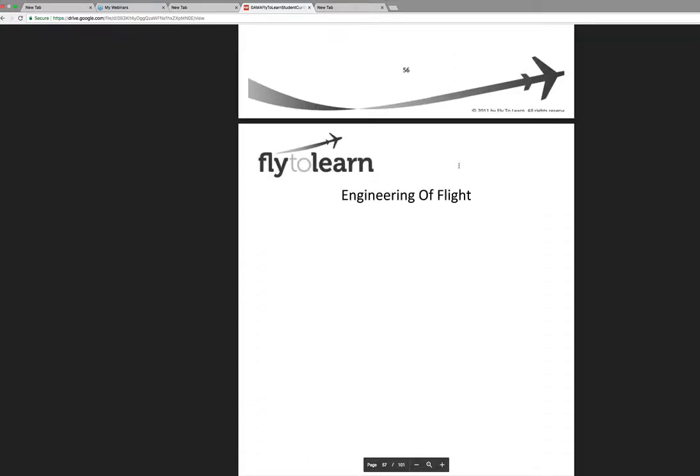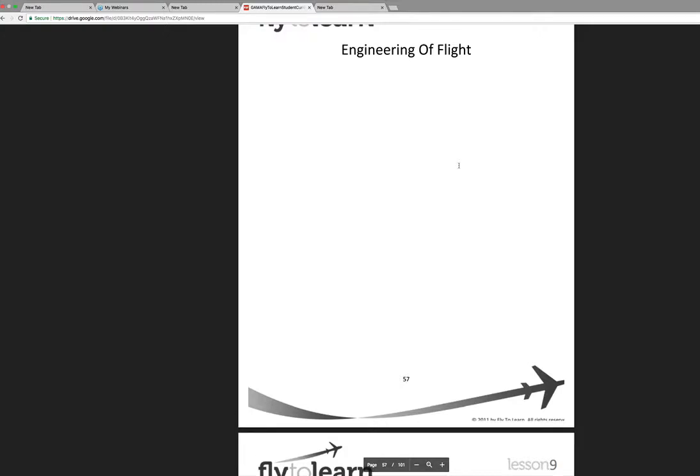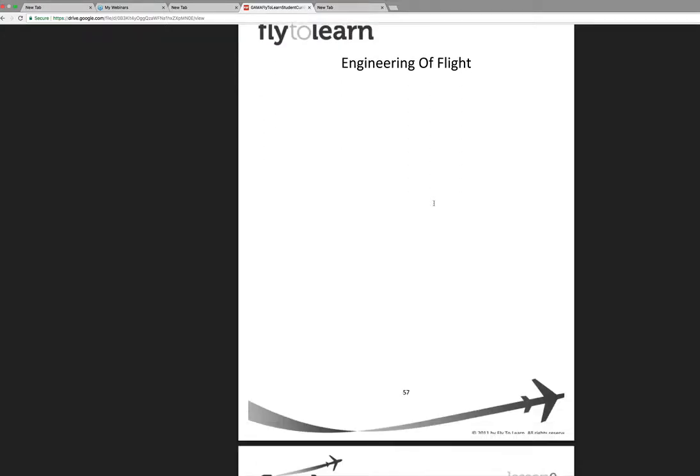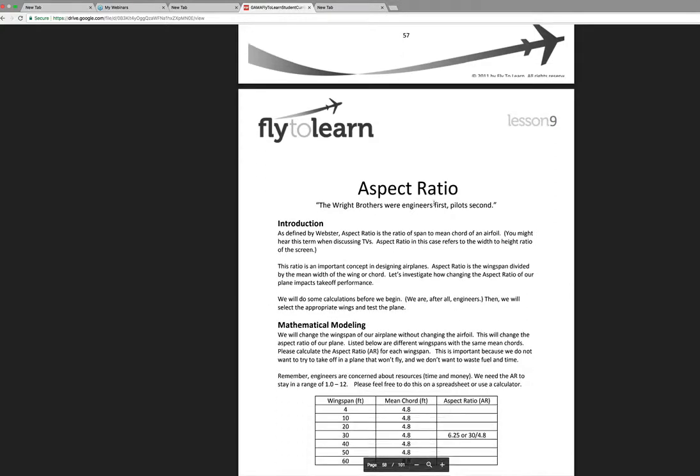Page 100, I should have just gone to 100. Apologize. Engineering of flight. I'm not sure what that. All right, here we go.